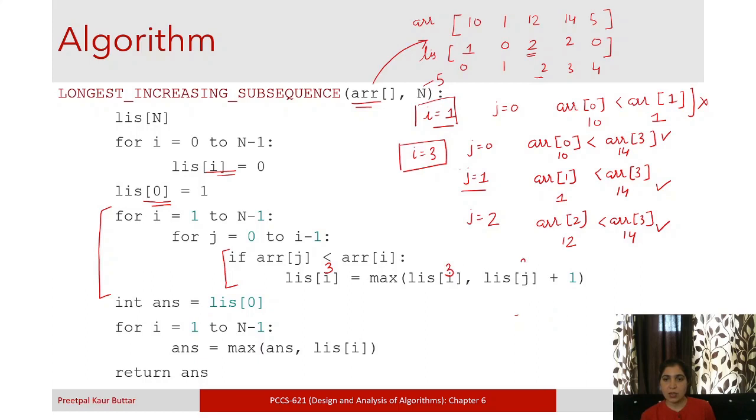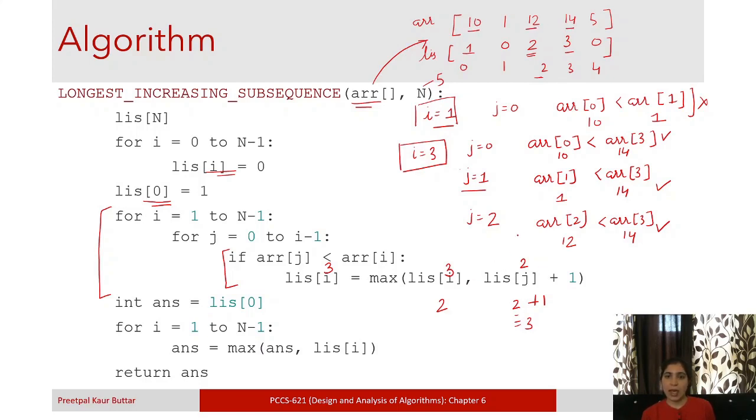It is LIS2 now. So LIS3 is 2. LIS2 is also 2. Here we add 1. So it is 3. Out of 2 and 3, 3 is maximum. Okay. And J loop ends. After the end of the J loop, we find that LIS at 3 is 3. It means at index 3, the longest increasing subsequence has length 3. And what is the sequence? It is 10, 12 and 14.